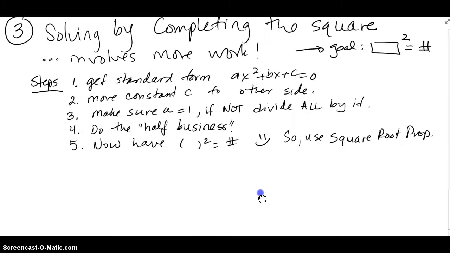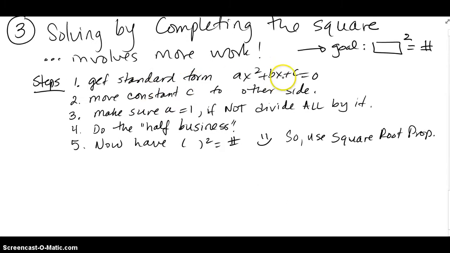So our steps are to get it in standard form, ax squared plus bx plus c equals 0. Then move the constant c to the other side. Then make sure the leading coefficient a is 1. If not, divide all by it. Then you do the half business. This is the key step. Once you do that, you have this, which is what you wanted, so you can use square root property.